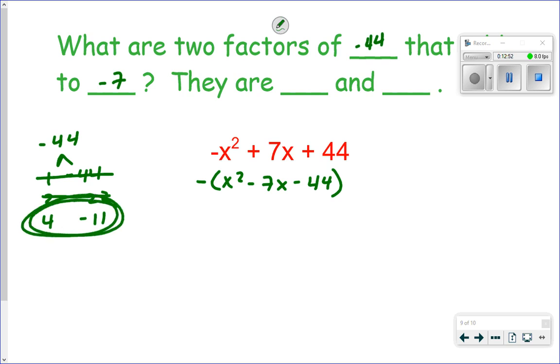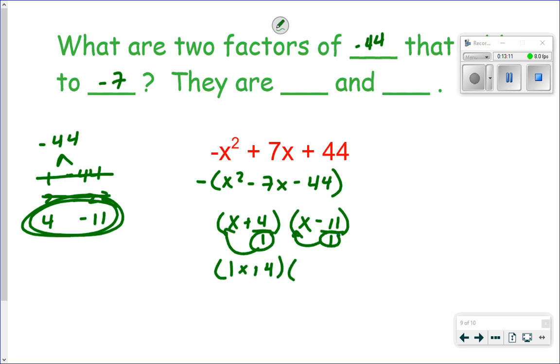So that's my pair. Now I need to fill in my binomials. So x and x plus 4 minus 11. Now I need to divide by my A value, which is 1. Kick that out front. So 1x plus 4, 1x minus 11. And then remember this negative sign has got to land out in front of my answer.